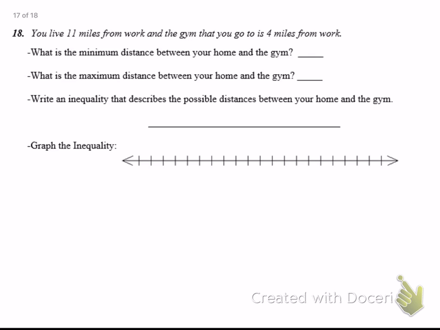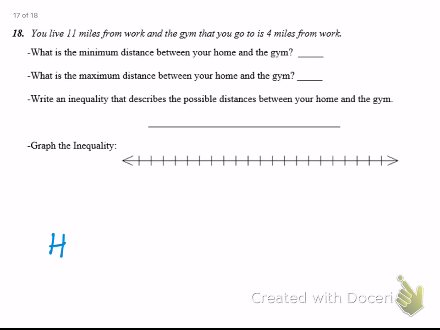This next one here, very similar, says you live 11 miles from work and the gym that you go to is 4 miles from work. What is the minimum distance from your home and the gym? We also want to find the maximum distance between your home and the gym, and we want to write an inequality that describes the possible distances between your home and the gym. So let's draw a picture first.